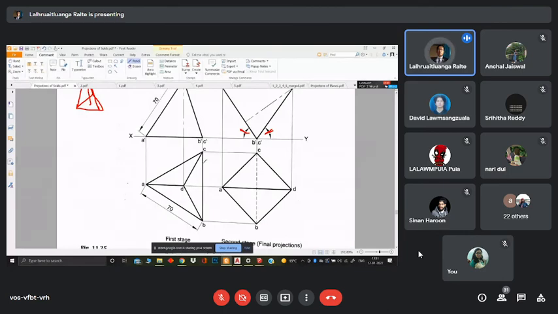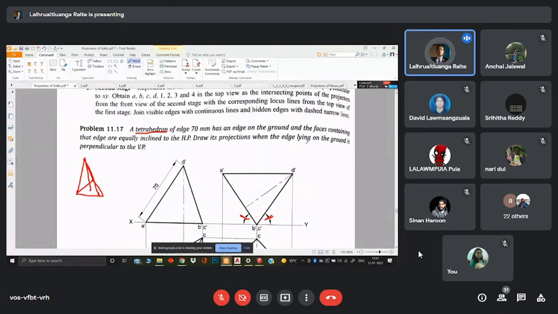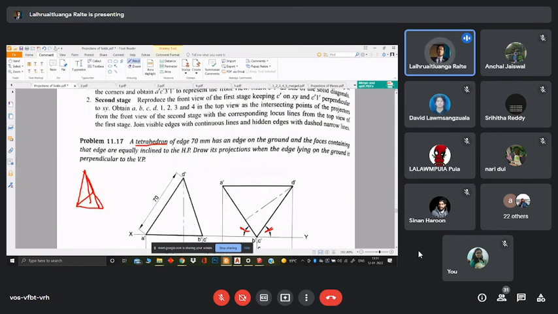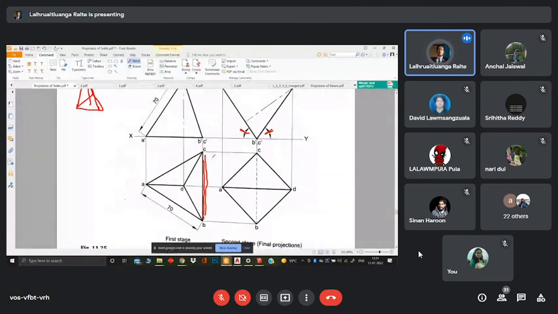All right, so the question is saying that the edge lying on the ground is perpendicular to the VP. We have an edge lying on the ground. So when we have an edge lying on the ground, that means that we must orient this edge on the right hand side. And the question is even further telling us that it is perpendicular to the VP. So it makes the whole thing even simpler for us over here.